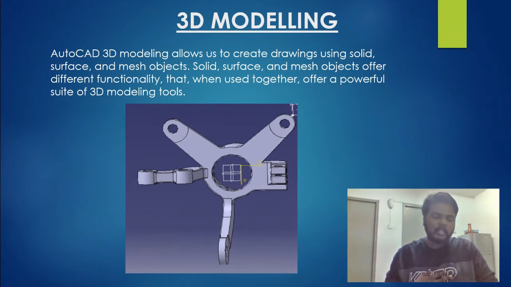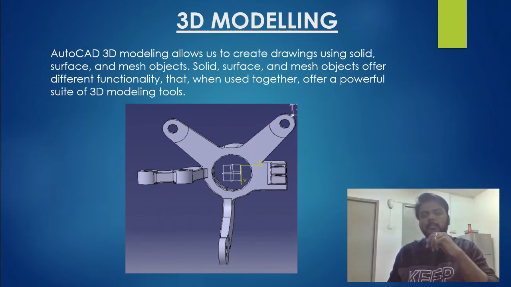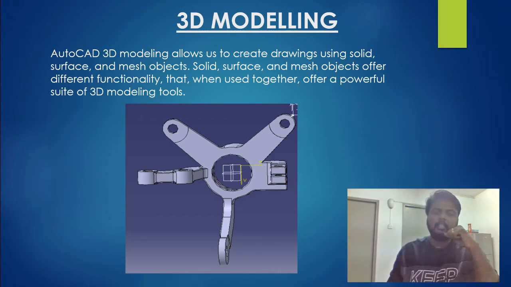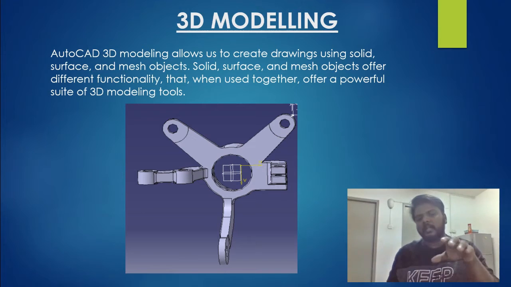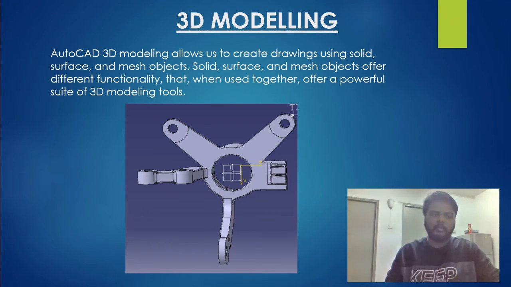My name is SIVANESWARAN MANOKARAN from BMMP 1/2. Today I want to start from 3D modeling. What is 3D modeling? AutoCAD 3D modeling allows us to create drawings using solid, surface and mesh objects. Solid, surface and mesh objects offer different functions than when used together. Here is the knuckle, our project. I want to explain further in another video.